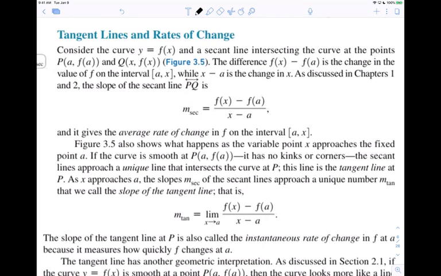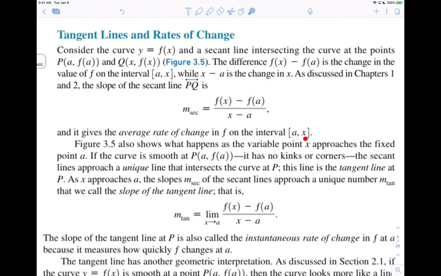So consider this curve, f of x, and a secant line intersecting the curve at the points a, f of a and x, f of x. Again, a secant line intersects a curve at more than one point. The difference between f of x and f of a is the change in the value of f as a changes over the interval from a to x, while x minus a is the change in x. As discussed in chapters 1 and 2, the slope of the secant line between these two points is given by this: basically y2 minus y1 over x2 minus x1. And it gives the average rate of change in f on the interval from a to x.